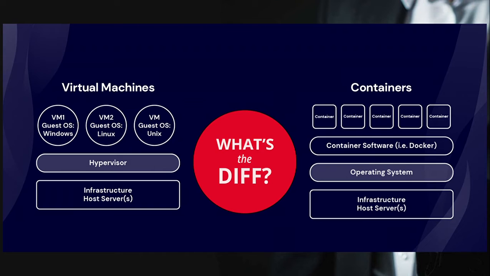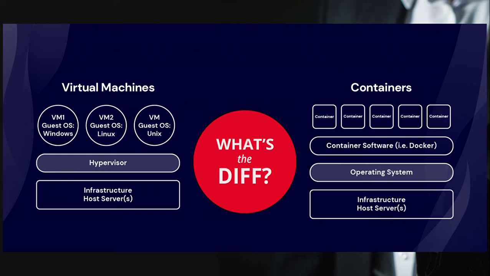Now here you can see clearly what is the difference. The operating system is common for containers, whereas in virtual machines there are no limitations on the host operating system. Each VM can have its own operating system. For example, VM1 can have Windows, VM2 can have Linux, and VM3 can have Unix or macOS, anything is possible, and all this is made possible through the hypervisor.